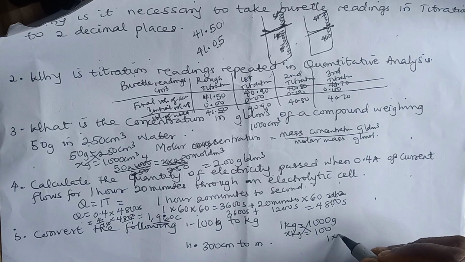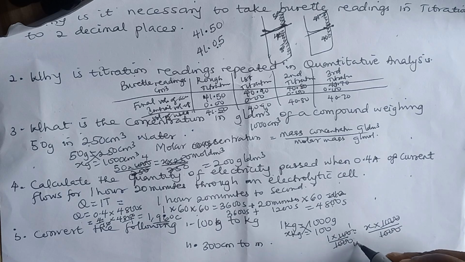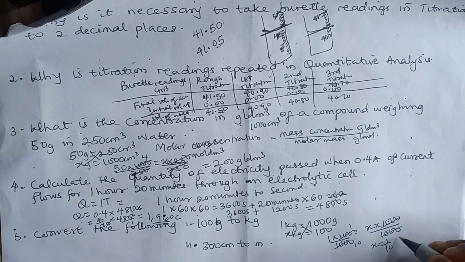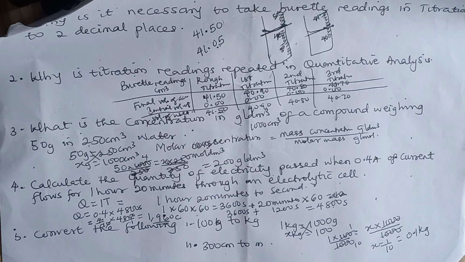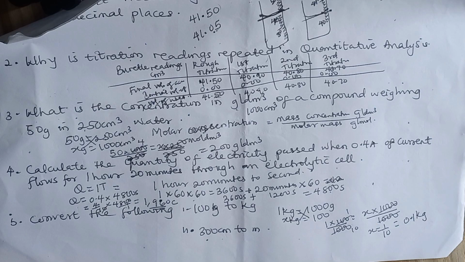So that is 1 times 100 equals x times 1,000. So dividing both sides by 1,000, we have 1 over 10. X is 1 over 10, which is 0.1 kg. Now, this is very, very important, especially when we are dealing with some calculation questions. So the last part here is converting centimeter to meter. And that's what we can get in these questions, 300 centimeter to meter.